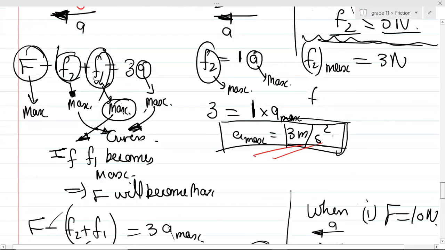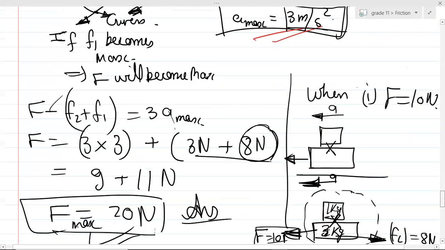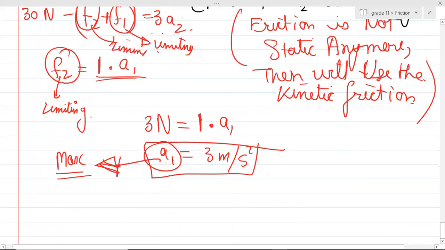In simple words, what was accelerating this 1 kg block? Was F2 accelerating the 1 kg block? Yes or no? And when we calculated this maximum force, this 1 kg was accelerated by the maximum value of friction. So that's why we got the maximum value of acceleration. And can you see A1 is not able to go beyond this, beyond 3 meter per second square, right? So this is the maximum possible acceleration of 1 kg.